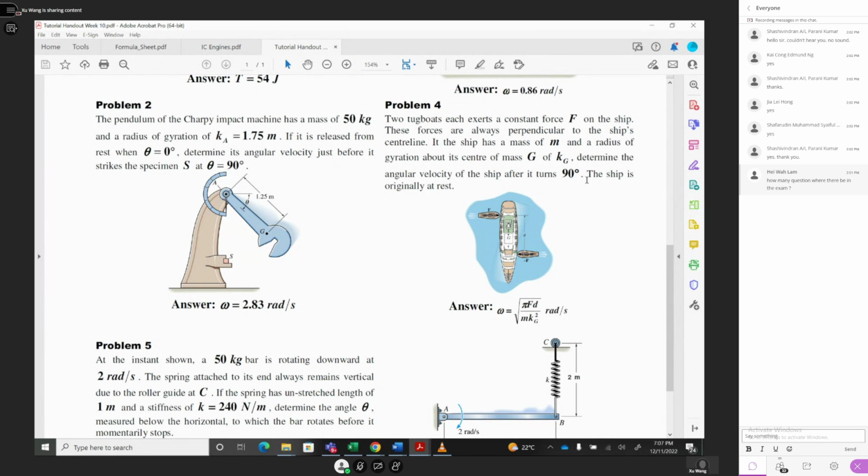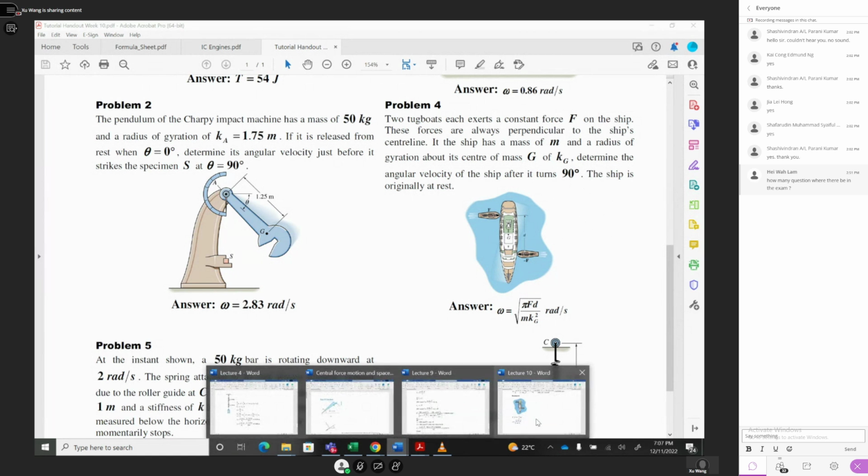So because the applied external work should equal the build-up of kinetic energy. This kinetic energy in this case is rotational, half of I omega square. I is m k g square. That's how we solve this problem. So let's look at how we can solve this problem.